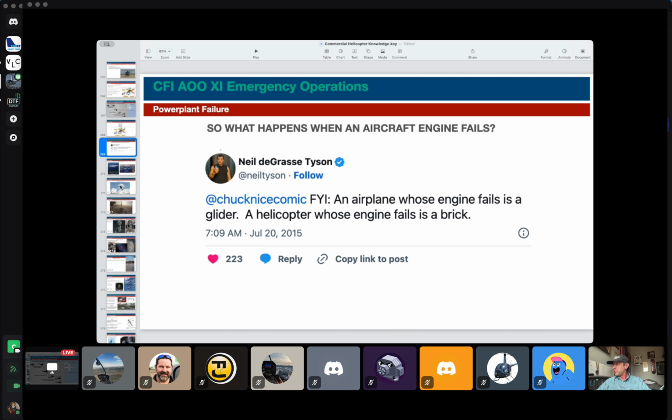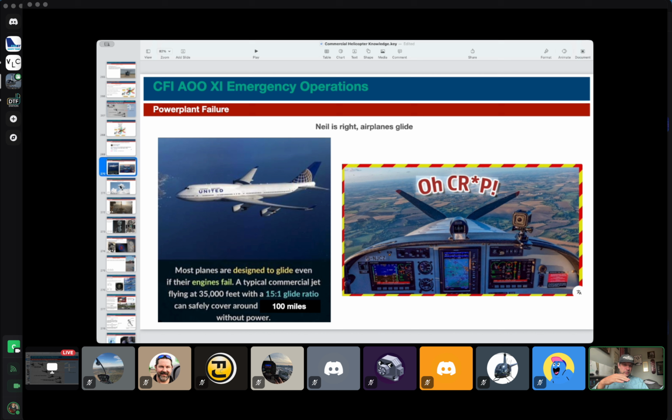And we all know that Neil's right on the airplane, right? So airplanes glide. That's how they can handle an engine off scenario. It's very unlikely that something like a 4.7 is going to have a 4-engine failure.